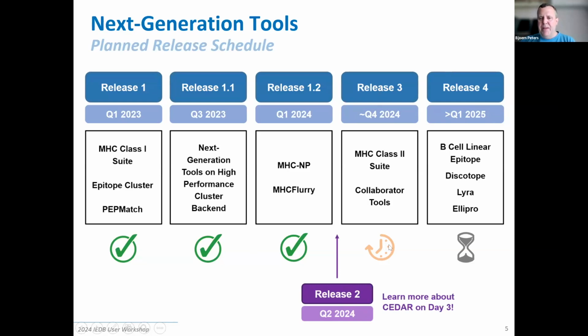Class 2 should be coming up. That's in the later stages of testing at this point. And then we're going to go for B-cell predictions coming online sometime beyond Q1 of 2025.